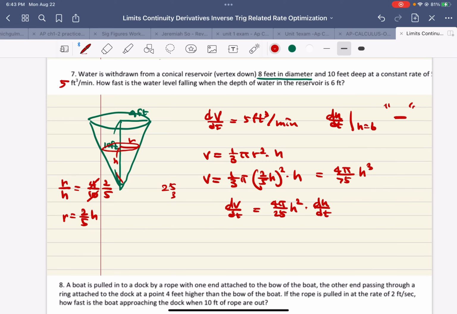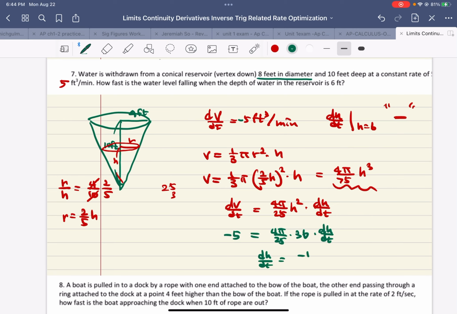You take a derivative of this in terms of t on both sides. Now you can substitute what you know. So that's a negative 5, right? So negative 5 because the water is losing volume. And 4 pi over 25, and h is 6 and squared is 36, and dH/dt. So your final answer dH/dt, like I said, is negative.